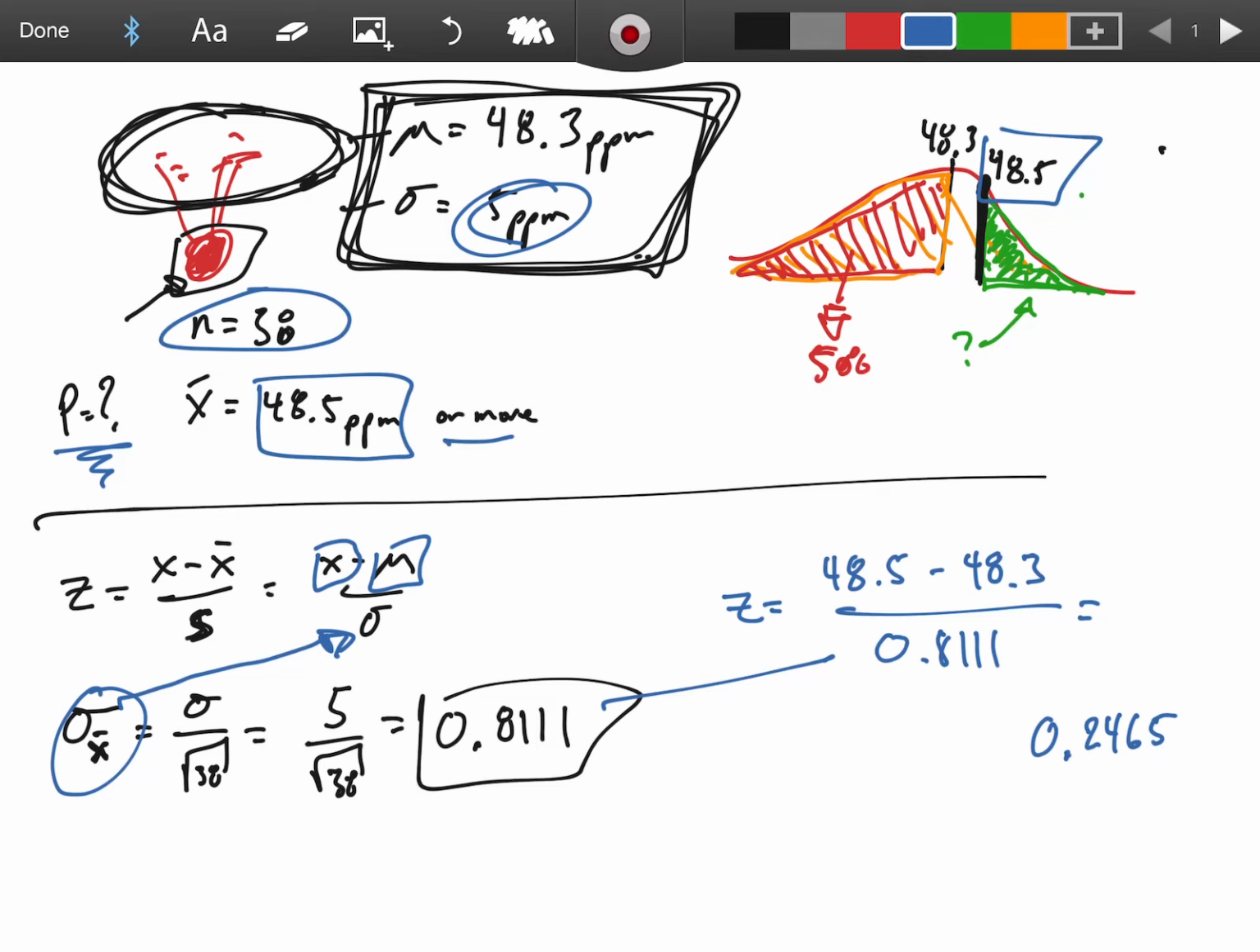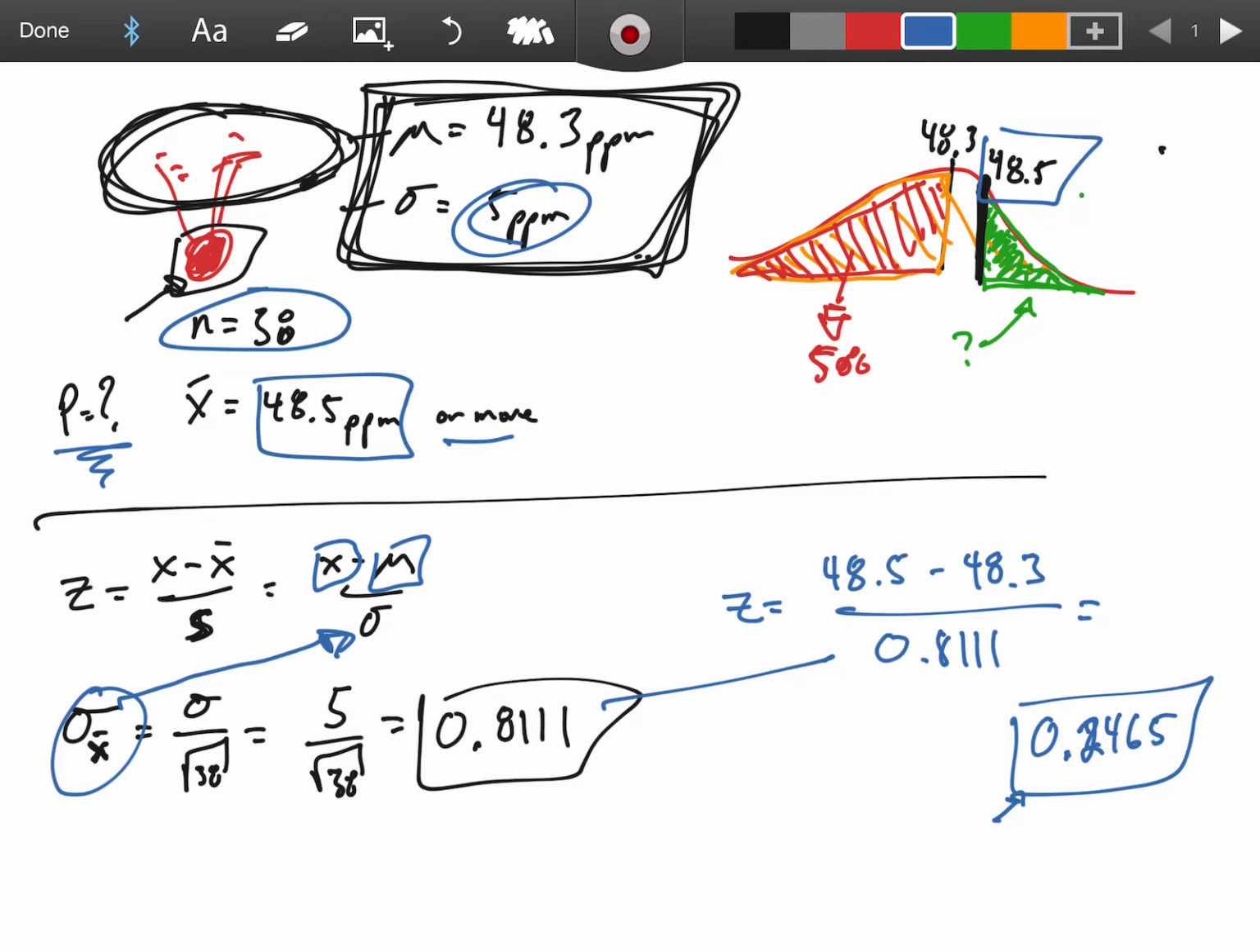So what that's telling us is, this z-score tells us how many standard errors or standard deviations, and really these are standard errors, we are away from the mean. And this is much less than 1, right? We're really pretty close to the mean of the population.